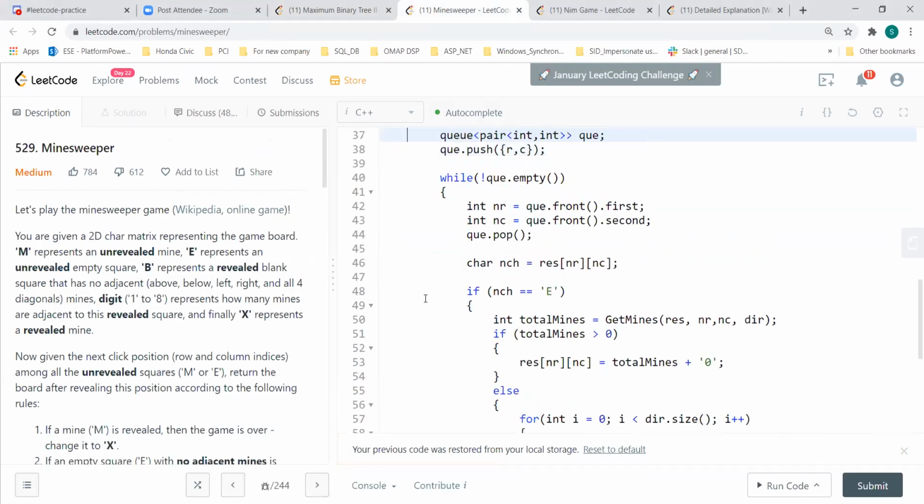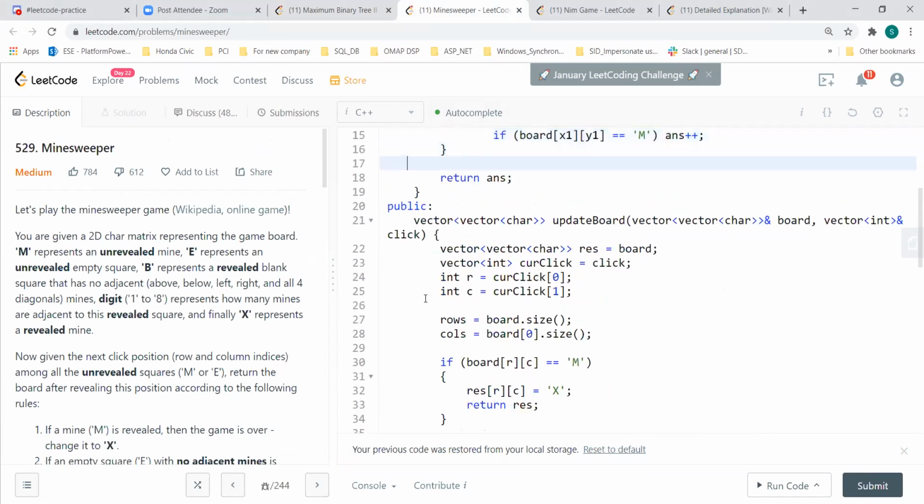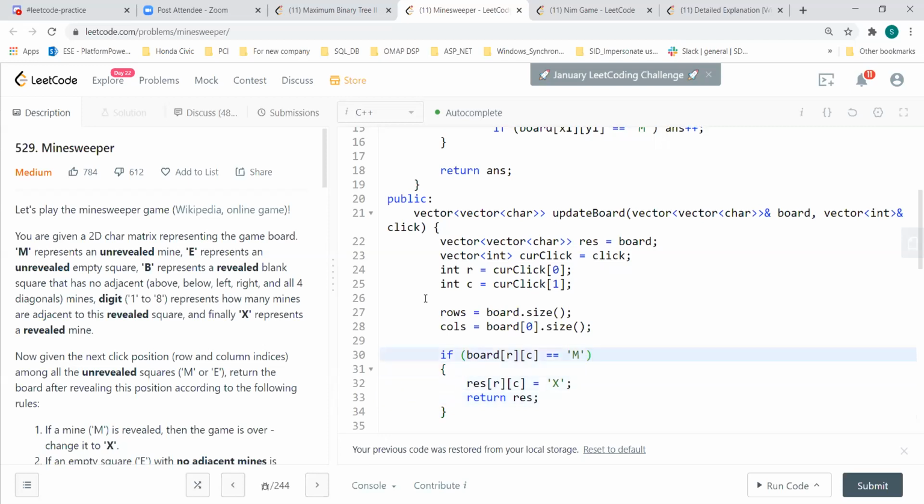Okay, so it's a very simple normal BFS. This is our board, the input board that we get, and then I'm creating another resultant output 2D vector and assigning the board to that. And this is my click. I'm getting the coordinates of the click, which are my row and column. If I get an M at the click position, I just change whatever I have at this board and return immediately.